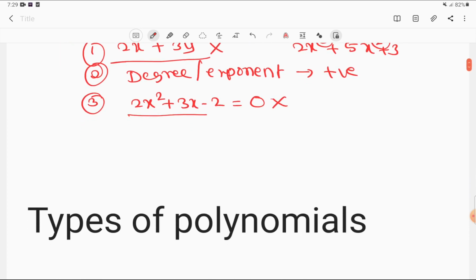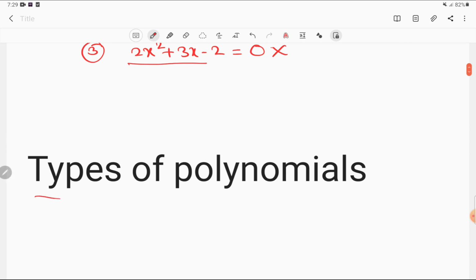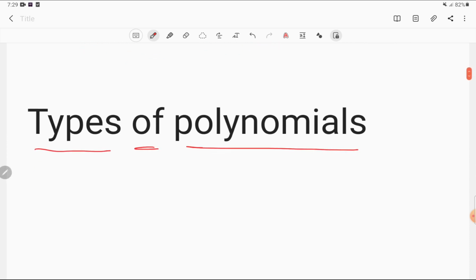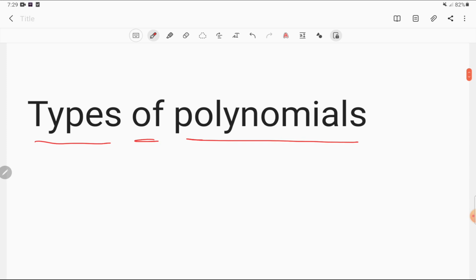Next we are going to types of polynomial. Types of polynomial are based on degree. We will discuss degree and terms one by one. So types of polynomial are mainly based on degree, as well as how many terms it involves.